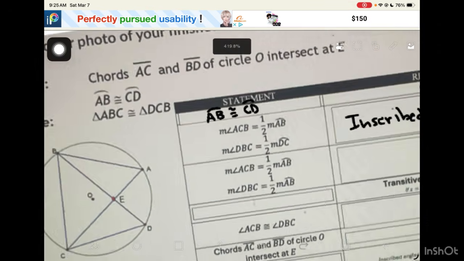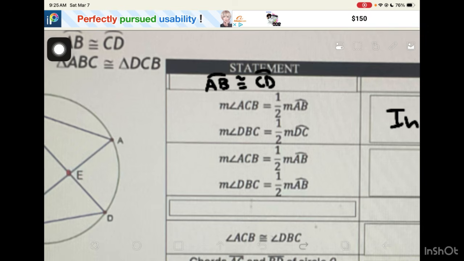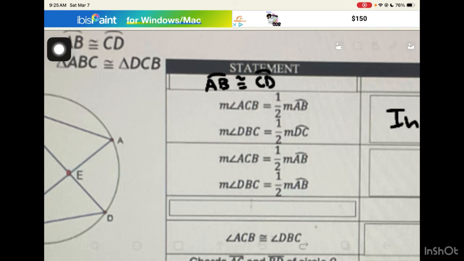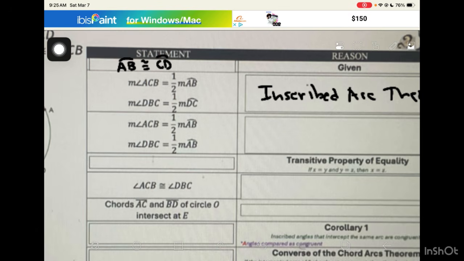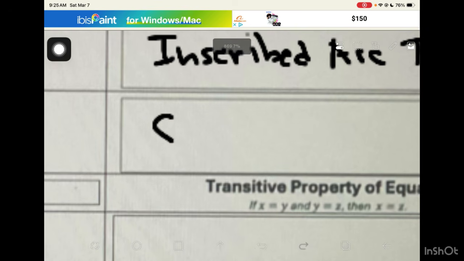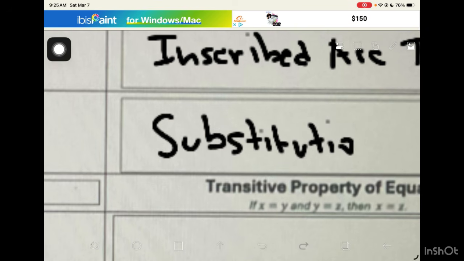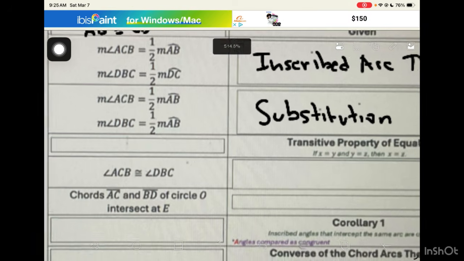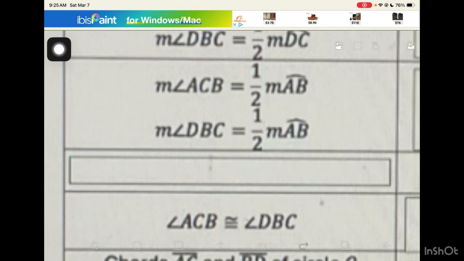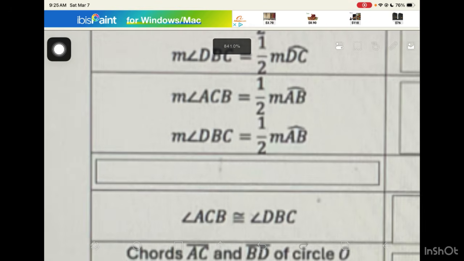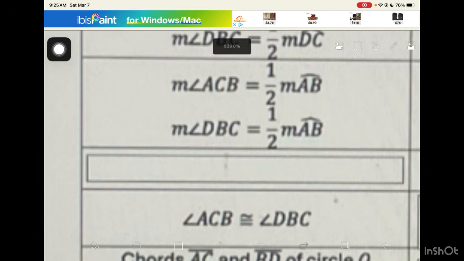Because as you can see, we're defining the measures of angles by what arc they intercept. So this is the inscribed arc theorem. What I assume happened here, now that they're both AB, I think we can say substitution. Because all of these are the same, so we can substitute them. Then, because we now only have three, A equals B, A equals C, then B equals C.